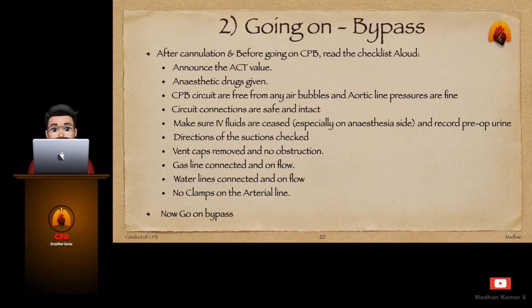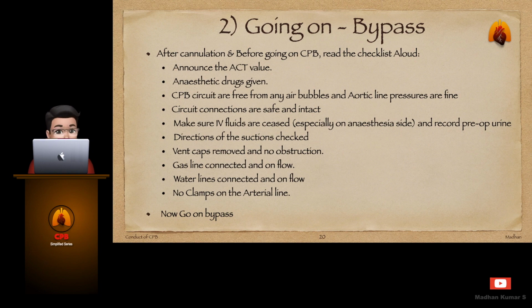After cannulation, read the checklist before going on bypass. Announce the ACT value, make sure all the anesthetic drugs are given, make sure your CPB circuit is free from any air bubbles, and make sure your aortic line pressures are fine. Check whether your circuit connections are safe and intact. Make sure all the IV fluids from the anesthesia side are ceased.